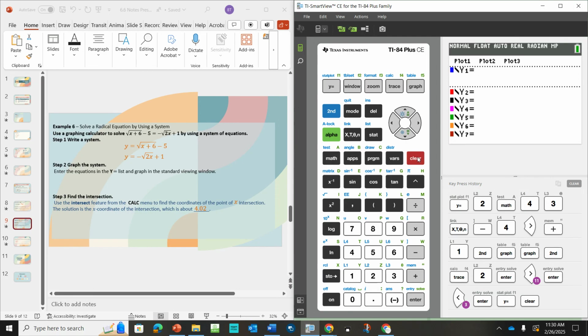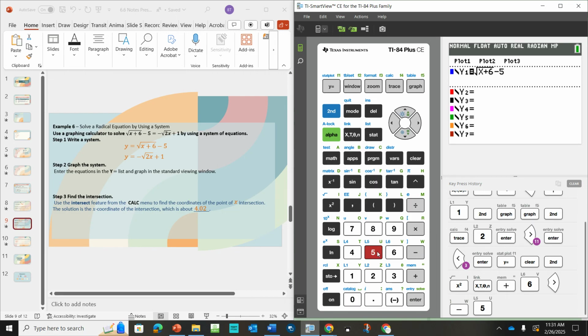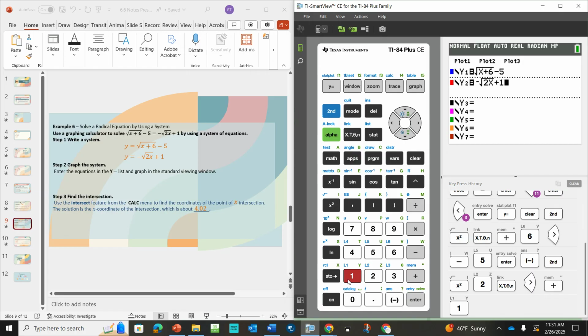I'm going to clear that out, and I'm going to type in the square root. To get the square root, we press second x squared. Make sure you arrow out of the radical sign before you press minus 5. And then in y2, we're going to type in what we had on the right-hand side of our equation. Arrow to the right, that plus 1 was not under the radical sign.